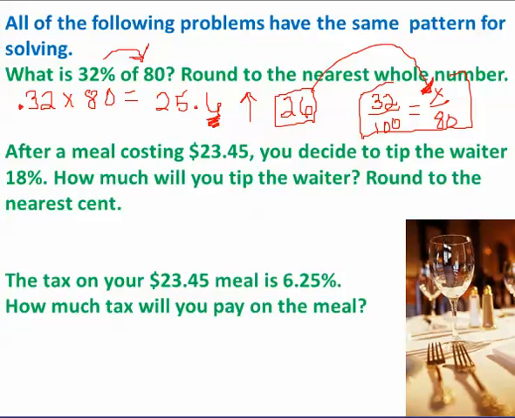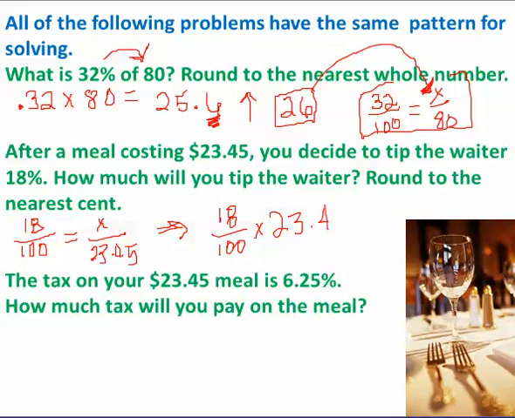So I need to know what is 18% of $23.45. And I'm going to look at that, again, as a ratio. 18% means 18 out of 100, so I've got my fraction. And I want to know how much out of 23.45 that is. You say, but Ms. Strong, I know that I'm supposed to just say 18 out of 100 times 23.45, and you would be absolutely right.